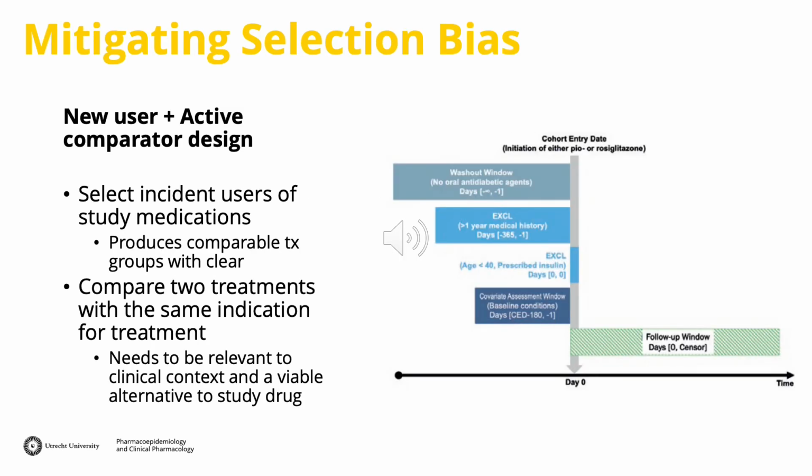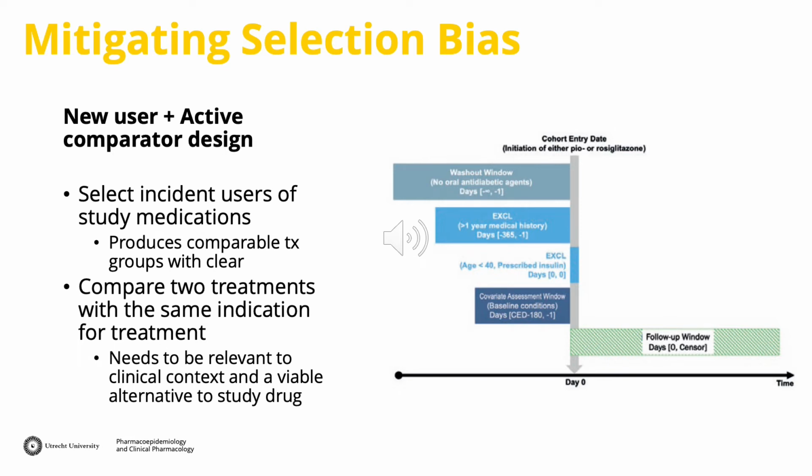So a way that we mitigate selection bias in pharmacoepi studies related to self-selection bias and prevalent user bias is the use of a new user active comparator design. What this means is that we select individuals who are new users of study medications right at the start. That's part of our study cohort selection, which produces comparable treatment groups with clear definitions for when their treatment starts. And then you also compare two treatments with the same indication for treatment.